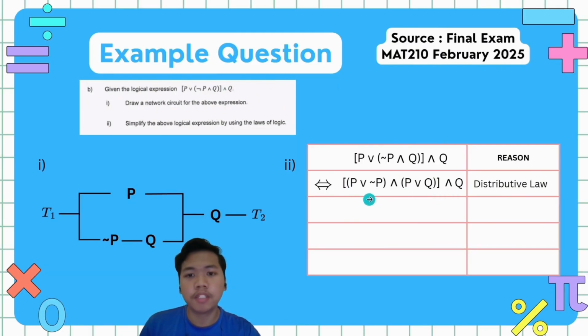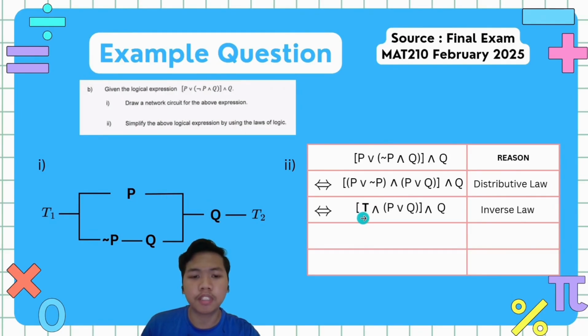Next, we see that there's P or not P. The OR symbol will make a statement true if at least one part is true. Since P and not P are opposites, one of them must be true. By using inverse law, we can simplify this to a tautology, or T, and we will get T and P or Q, and Q.